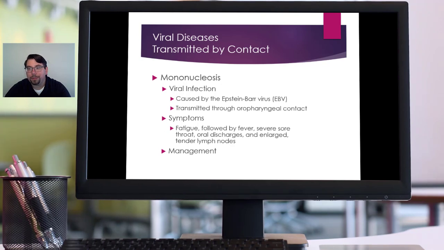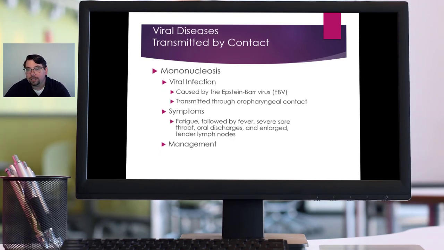Mononucleosis, this is mono, the kissing disease, right? It's a viral infection based on the Epstein-Barr virus, transmitted through oropharyngeal contact. That's why we call it the kissing disease. Symptoms: fatigue, followed by fever, severe sore throat, oral discharge, and enlarged tender lymph nodes. It's oftentimes hard to tell if someone has mono or if they're just sick.